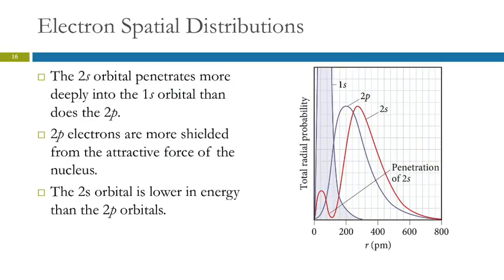If we look at the radial distribution, so here we have the 1s orbital, and here's the 2p orbital, and here's the 2s orbital. So the 2s orbital has this little region here, which is much closer to the nucleus. So the 2s orbital can penetrate in outside the 1s orbital area and have greater attraction to the nucleus. The 2p orbital has a little bit of penetration here, but not as much as the s. Because of this, the 2s orbital is lower in energy than the 2p orbitals.